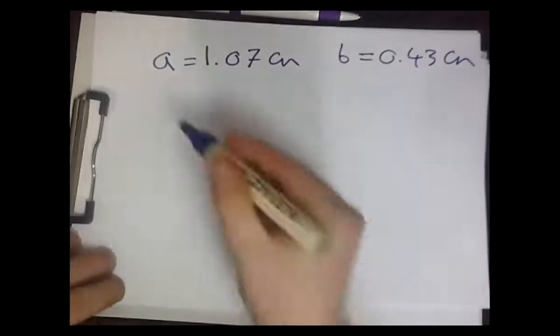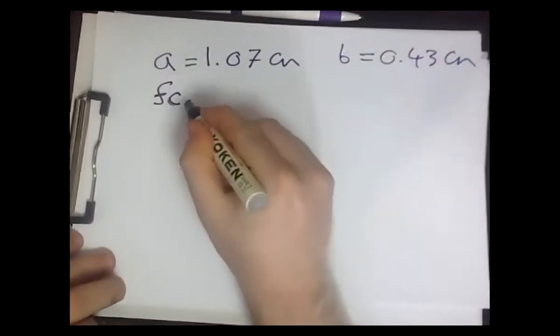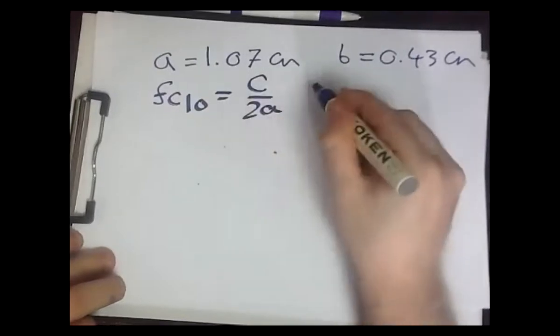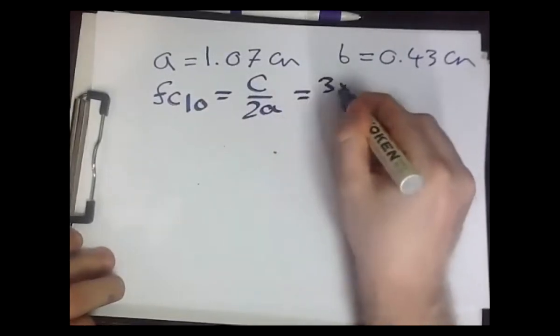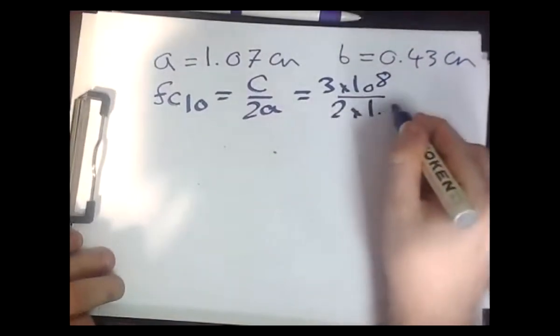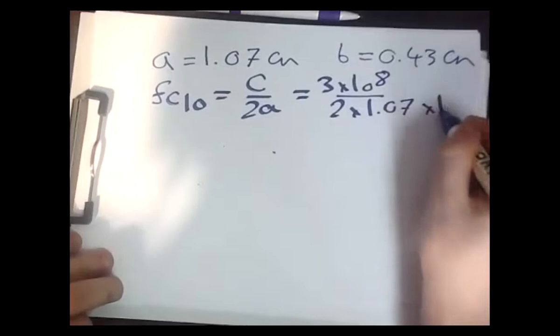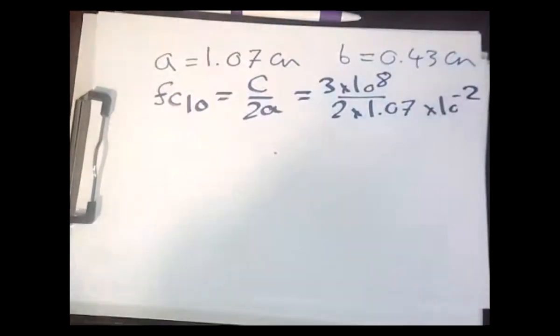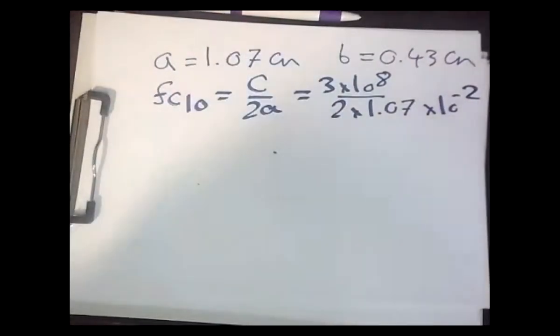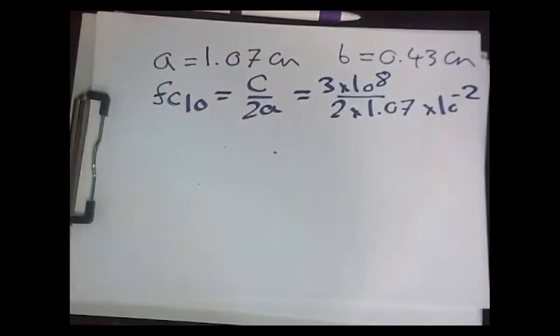So what you are going to calculate first is the F cutoff for the 1, 0 mode, which is simply C over 2A. So it's 3 times 10 power 8 over 2 times 1.07. And don't forget 10 power negative 2, which is the conversion to meter. So by doing this, simply you can get the cutoff frequency. It will be something like 9.7.